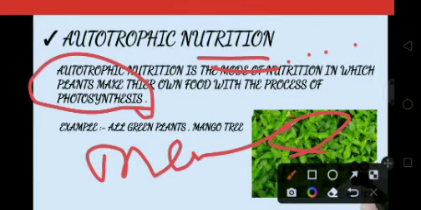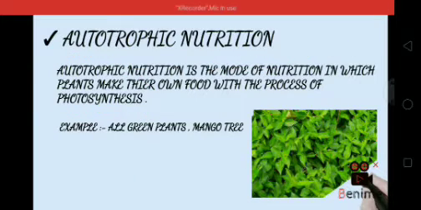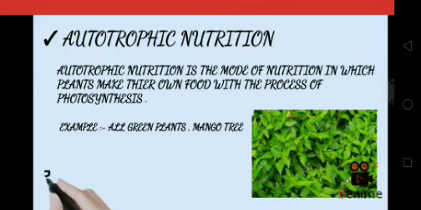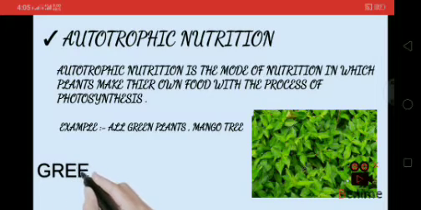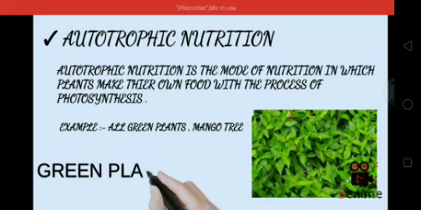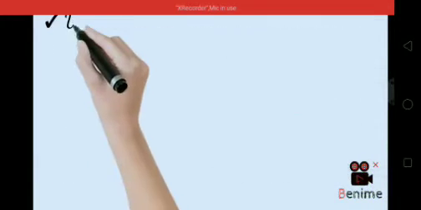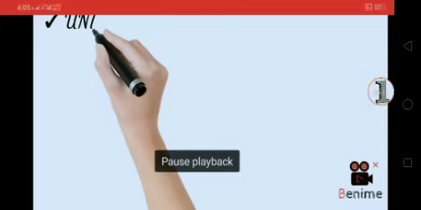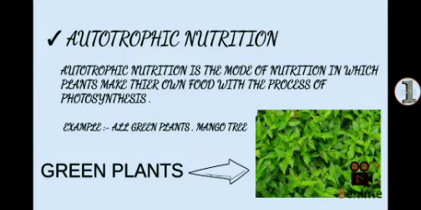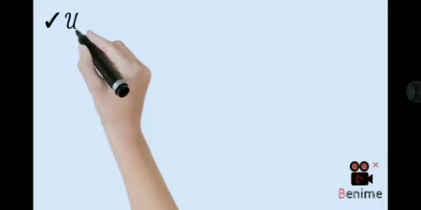The mode of nutrition is autotrophic nutrition. Okay, so let's go further. In the next topic we will be learning what heterotrophic nutrition is. So let's go further. Here autotrophic nutrition we have done.